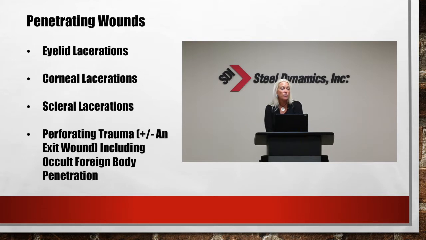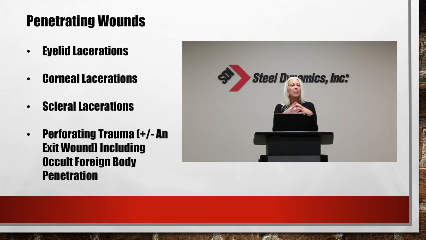When we talk about penetrating wounds, the major types of penetrating eye injuries are eyelid lacerations, corneal lacerations, scleral lacerations, or perforating trauma with either something that is still impaled or an occult foreign body penetration when metal strikes metal, getting some type of penetrating wound like that. Again, if you have an impalement in the eye, make sure that you are not removing it. Instead, stabilize both eyes and get the person to the emergency room.